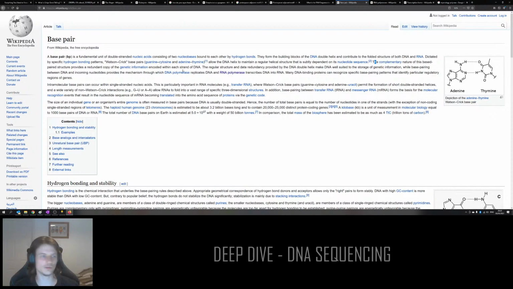The complementary nature of this base paired structure provides a redundant copy of the genetic information encoded within each strand of DNA. The regular structure and data redundancy provided by the DNA double helix make DNA well suited to the storage of genetic information, while base pairing between DNA and incoming nucleotides provides the mechanism through which DNA polymerase replicates DNA and RNA polymerase transcribes DNA into RNA. That makes complete sense now. Many DNA binding proteins can recognize specific base pairing patterns that identify particular regulatory regions of genes. Okay, cool.